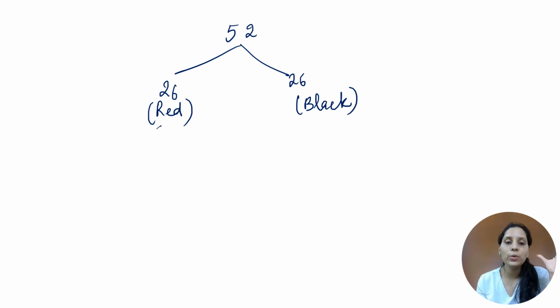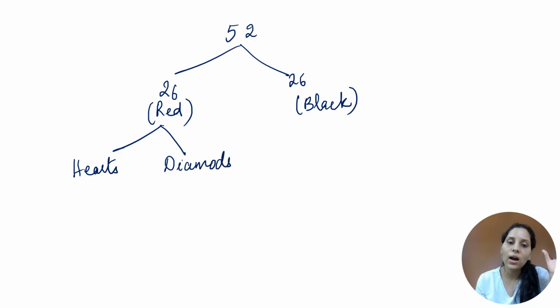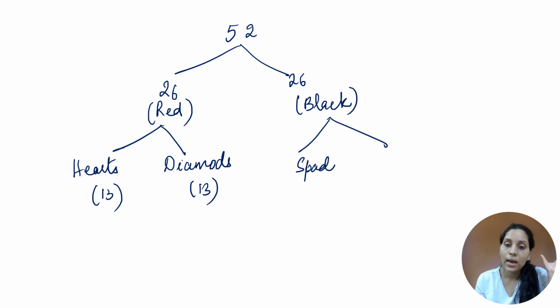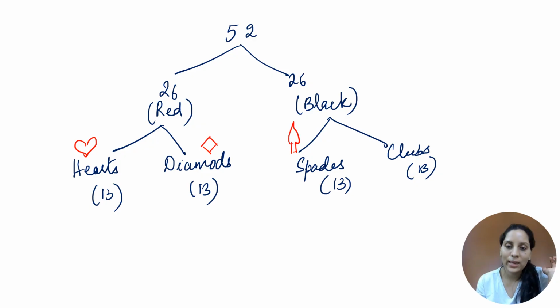In red, again you have two segments: hearts and diamonds. Each has 13 cards, isn't it? Similarly, in black you have spades and clubs. Again, each has 13 cards, right? So let me just draw the picture. Hearts, diamonds, spades and club is a tree.